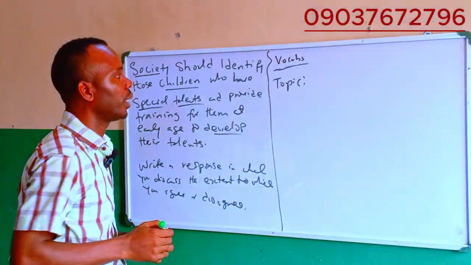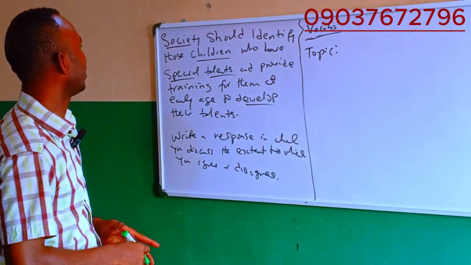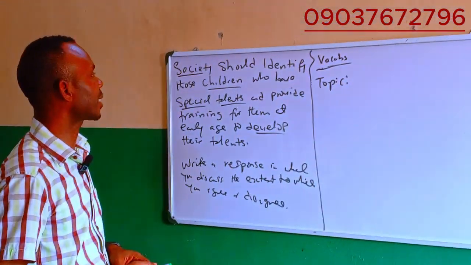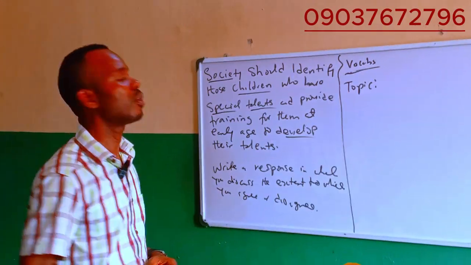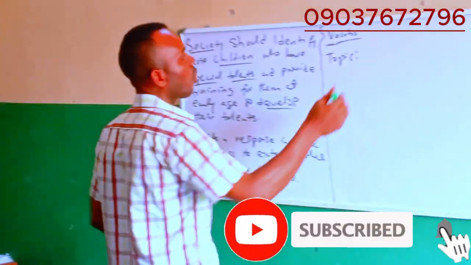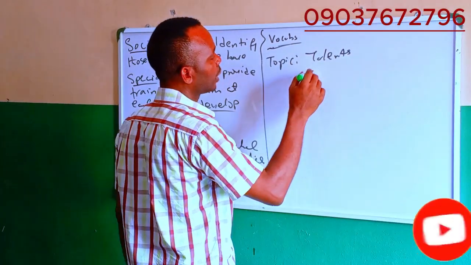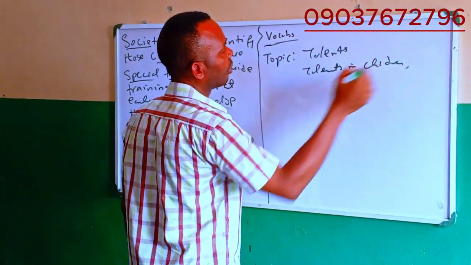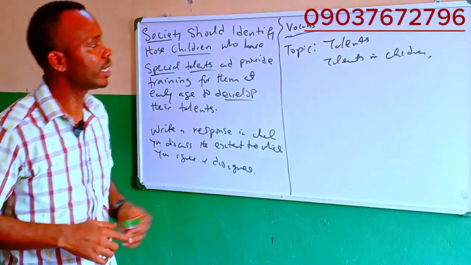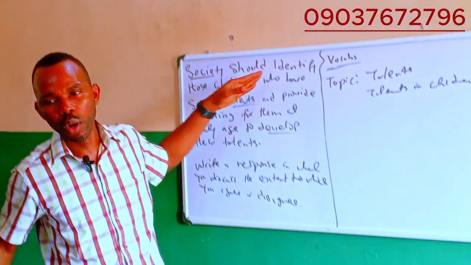The next thing you need to bring out from this question is the topic. Society should identify those children who have special talent and provide training for them at early age to develop their talents. So this question is talking about talent. If you want to be specific, maybe talent in children. But generally it's talking about talent. This is the topic of the question.